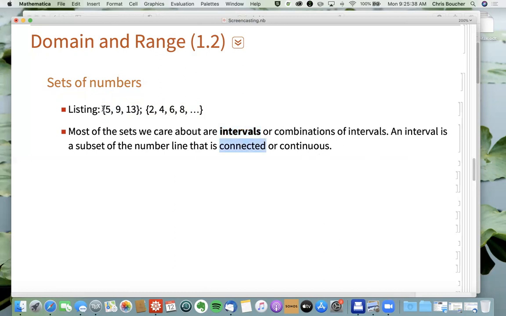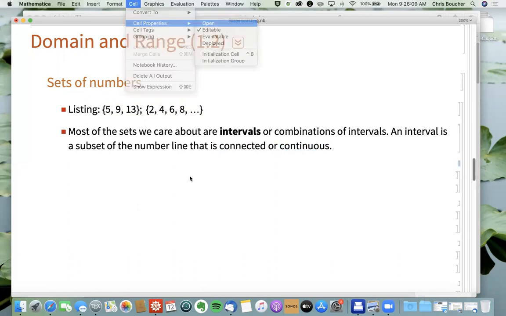And you'll notice that these sets aren't connected in the sense that if you take this first one, the number 5 is in the set, the number 9 is in the set, but 7 is between 5 and 9, and it's not in the set. So that set's kind of not connected. Likewise here, 2 and 4 are in the set, but 3 is not in the set. So the set's not connected or continuous. We can stick with sort of intuitive understandings of those words, connected and continuous. We don't need to be too precise about it.